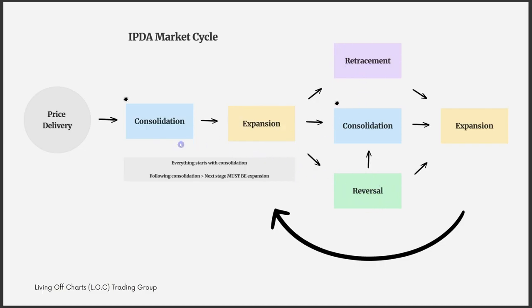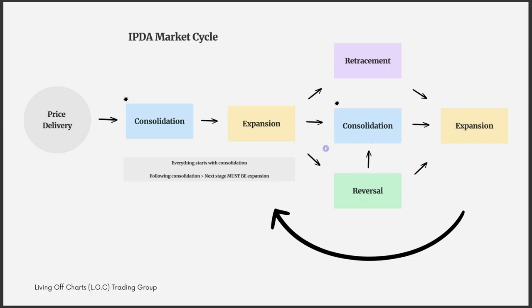Now everything starts out with a consolidation, and following a consolidation there is always an expansion. So now you already know if you see a consolidation, it's unlikely to cause a reversal. Now after that expansion there are three things that can happen. So we have a retracement, we can have another consolidation, or we'll have a full-blown reversal into expansion, and they all lead towards an expansion.